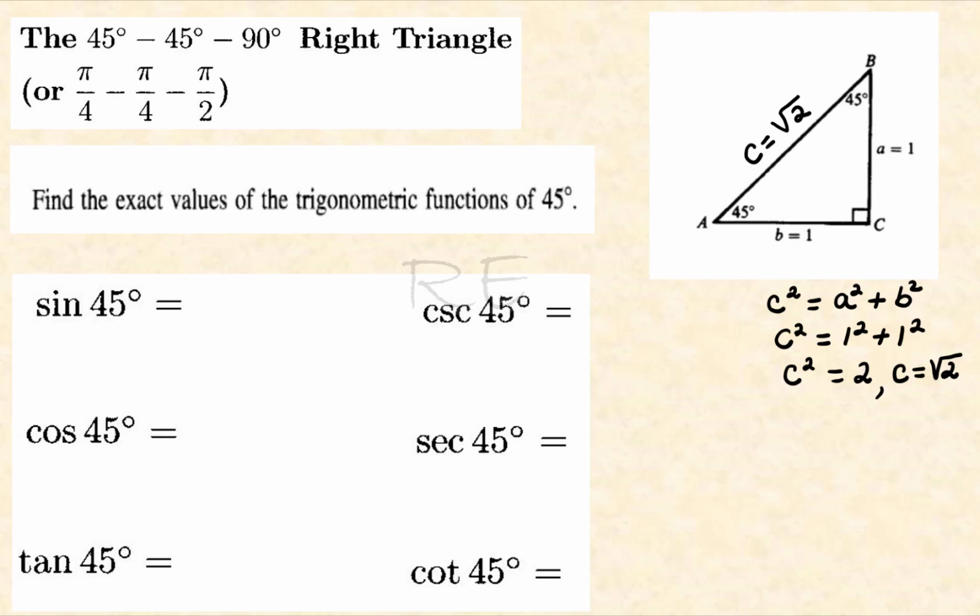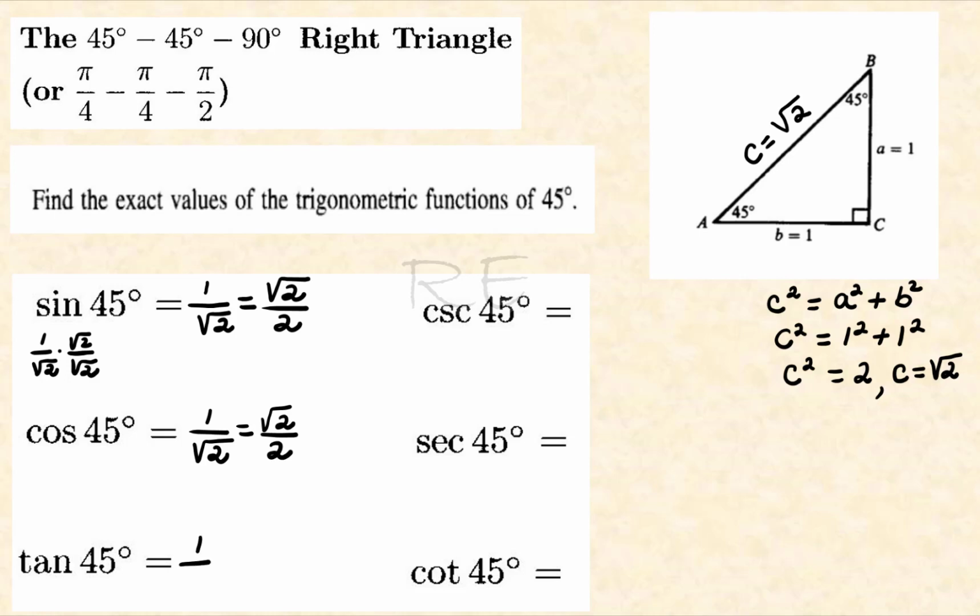Now sine 45 is equal to 1 over square root of 2. When rationalized, when we multiply 1 over square root of 2 by square root of 2 over square root of 2, we get sine 45 degrees equal to square root of 2 over 2. Cosine 45, because the legs are the same, will be equal to square root of 2 over 2.